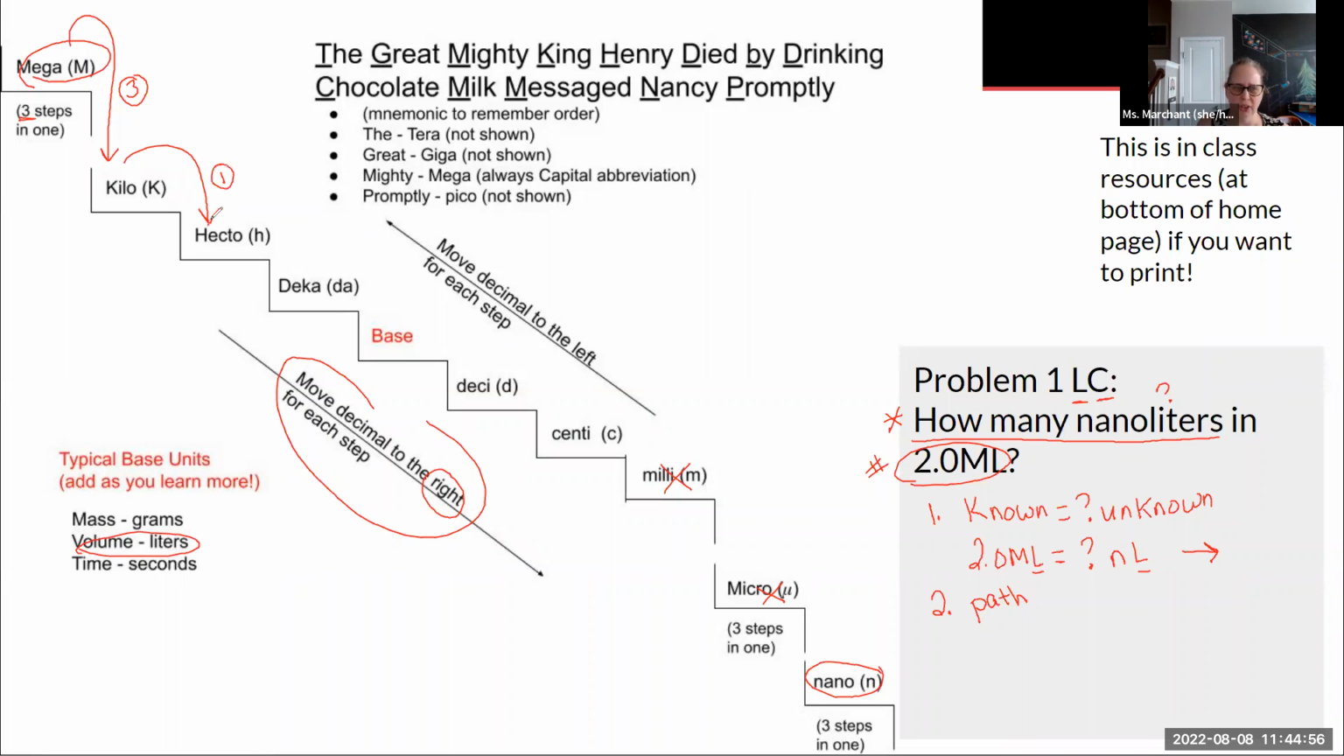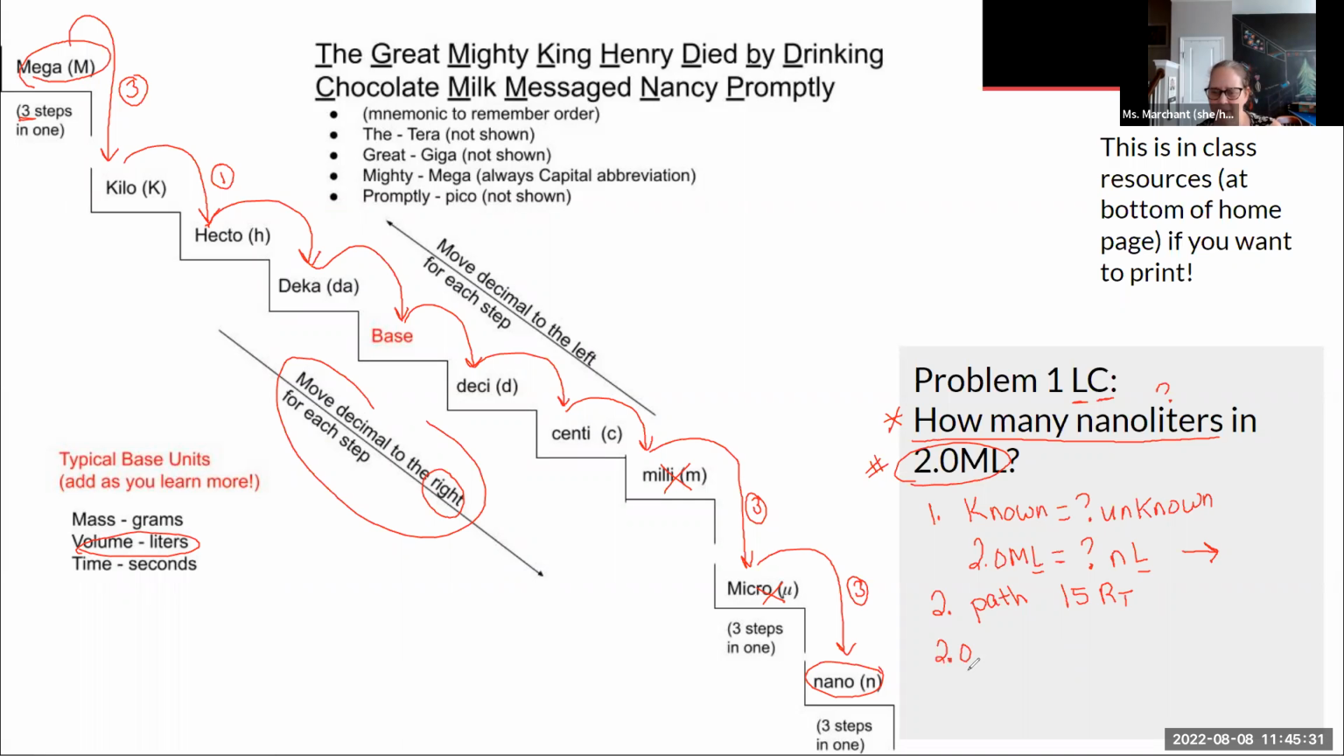So at this point, we have to go 4 steps, 5 steps, 6 steps, 7 steps, 8 steps, 9 steps. Ooh, there's a big one. 10, 11, and 12 steps. Another big one. 13, 14, 15 steps. And where we're going, we went from mega to nano. So we're going to the right. So our decimal place has to go to the right.